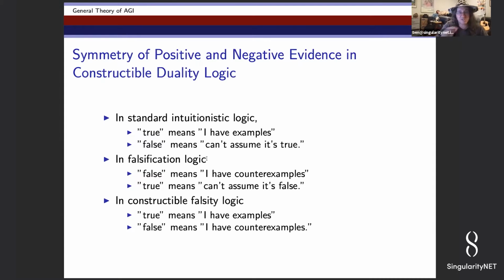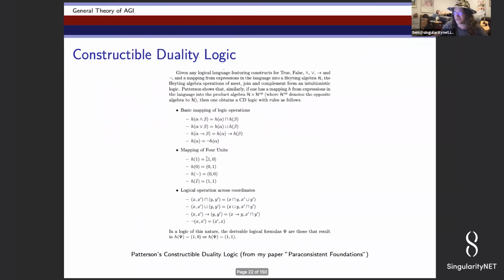Now, there's a symmetric way to do it, which is called constructable falsity logic or constructable duality logic. And here you need examples on both sides. To show something's true, you need to show an example that it's true. You need to show a way to construct the thing. To show something's false, you need to show a counterexample, a specific example that makes a thing false. And I think that's the way to do it. That's the way that comes naturally out of laws of form.